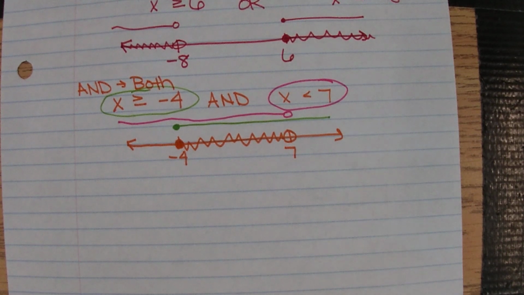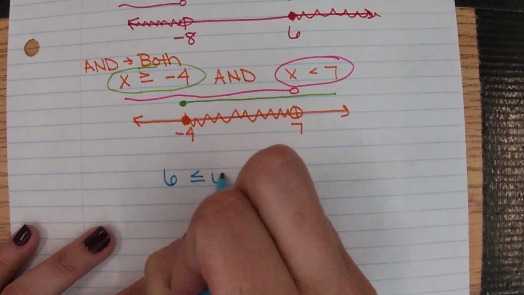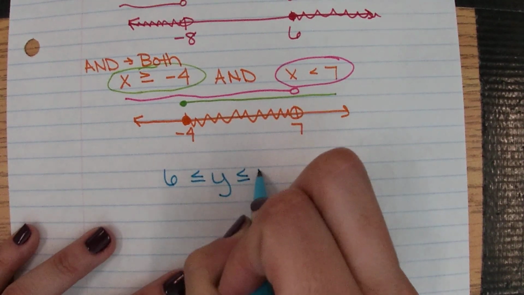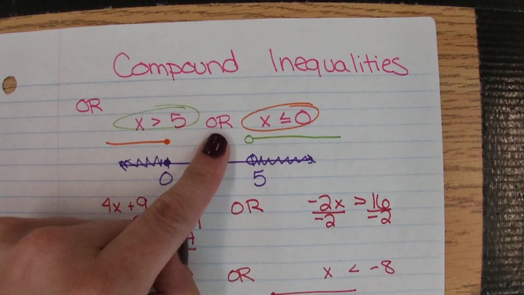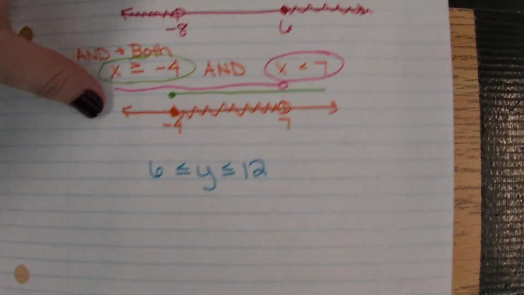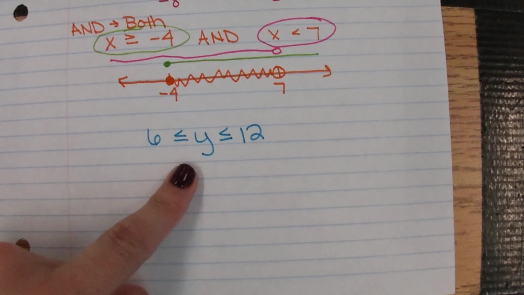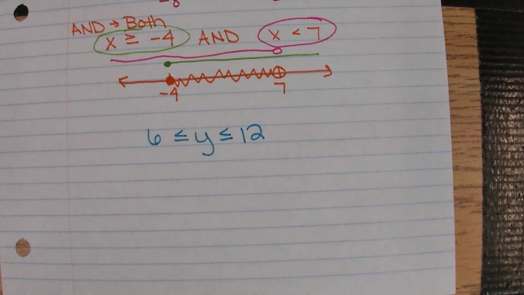The problem is that these can be combined and written as one inequality with no word being seen. So it could look like 6 is less than or equal to y, which is less than or equal to 12. Okay, so if we see the word or, it's a compound or. If we see the word and, it's a compound and. If we don't see any word at all, it's a compound and. Okay, so this is still a compound and inequality. It's just kind of all stuck together in one big problem.